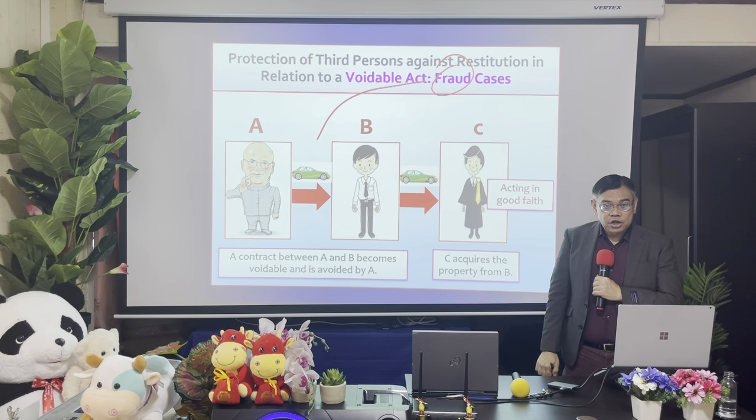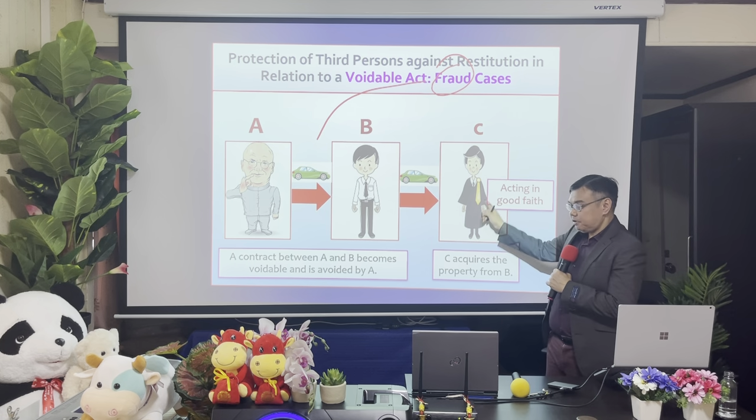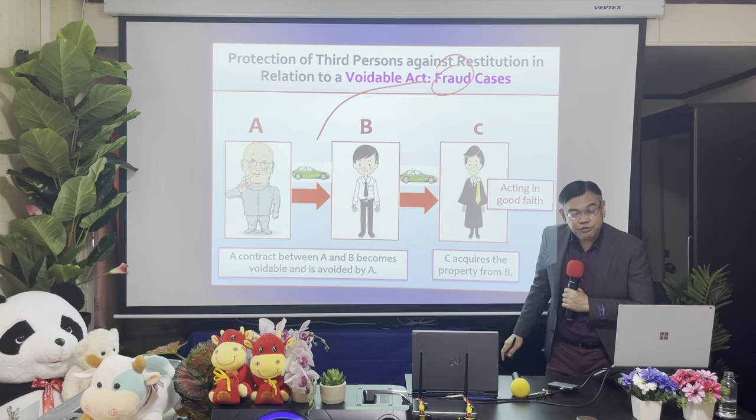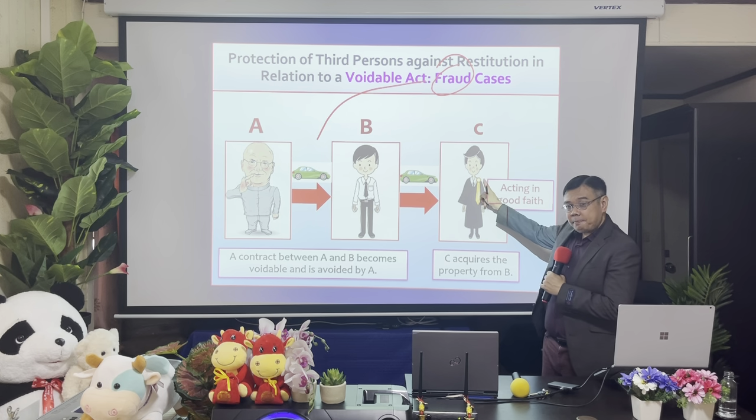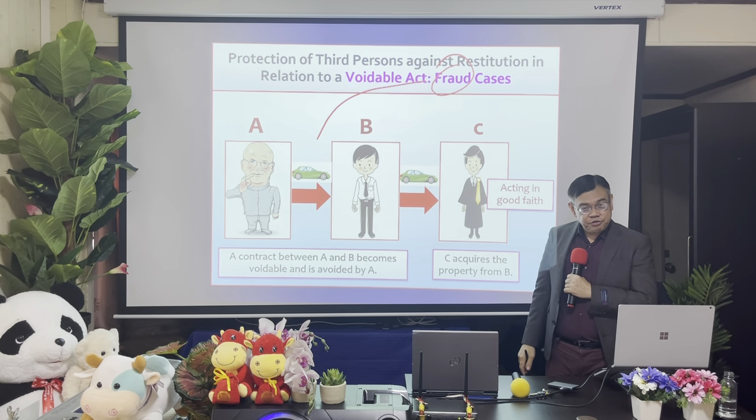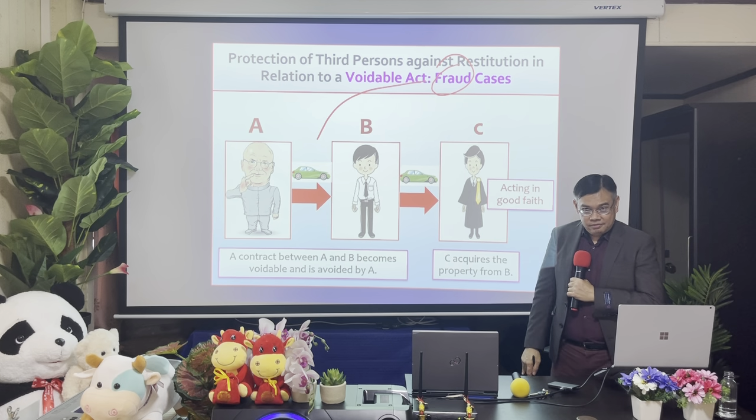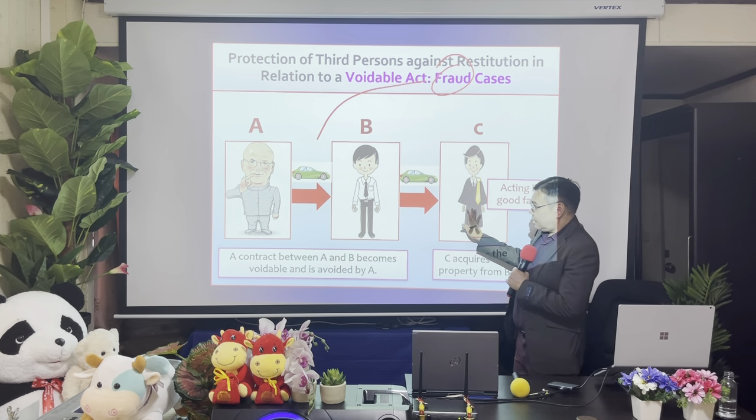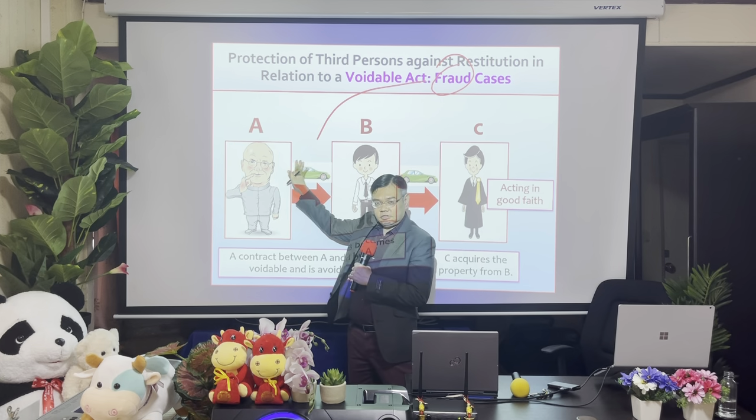Okay, we are not going to consider whether or not the third party has received the property for value. Whether or not the third party received the property for value, that is not material. Okay, let's have a look at this scenario here.